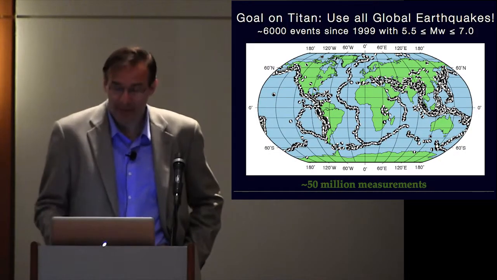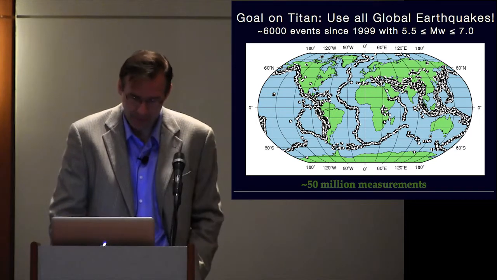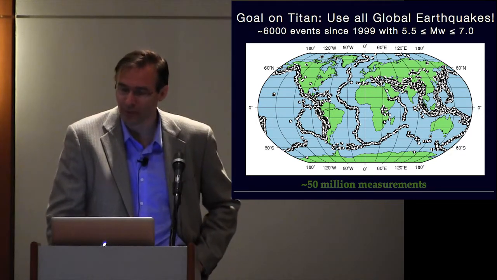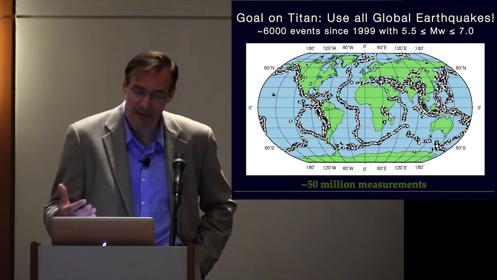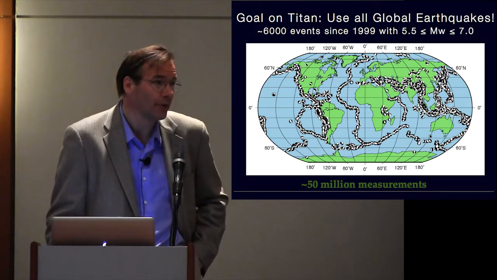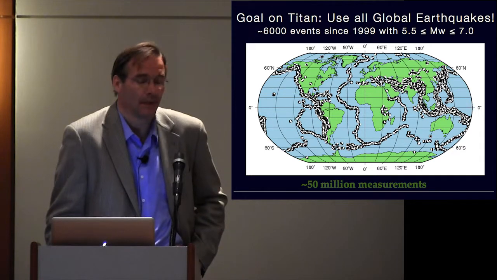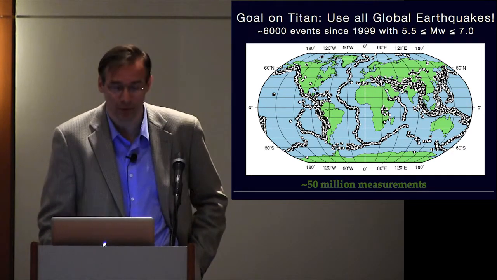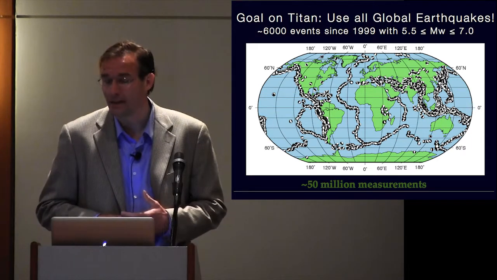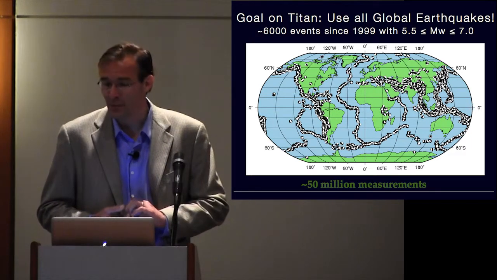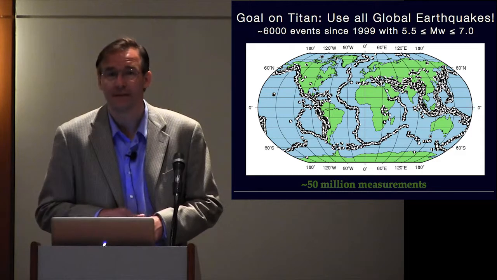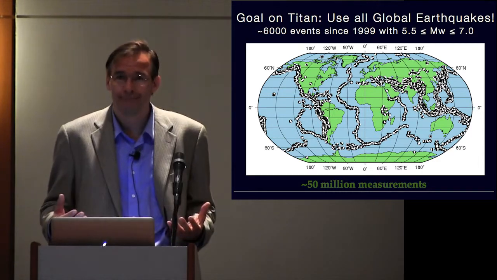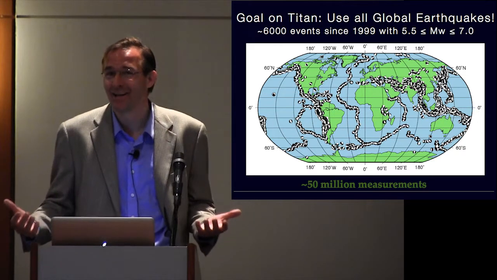So where would we like to take these things looking forward? Well, the goal on Titan for us is to start looking at global inversions. And really here, we should be using all the data that are available. At the moment, we're just looking at a small subset of events, about 250 earthquakes. But since 1999, more than 6,000 earthquakes with magnitudes in the range of 5.5 to 7 have been very nicely recorded by the global network. So we should be assimilating all of that data.